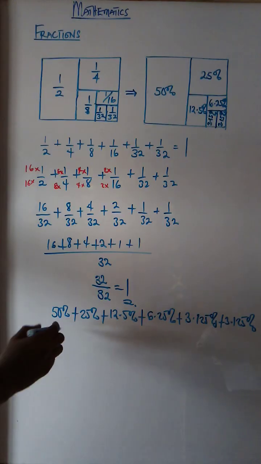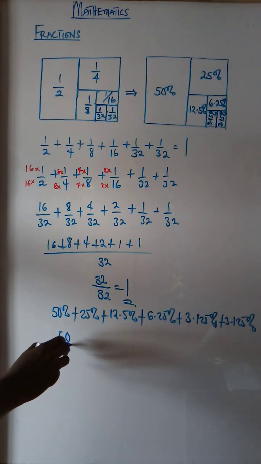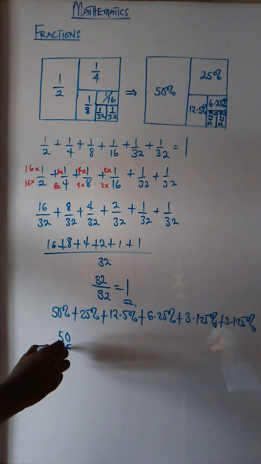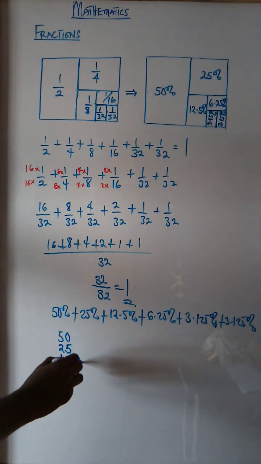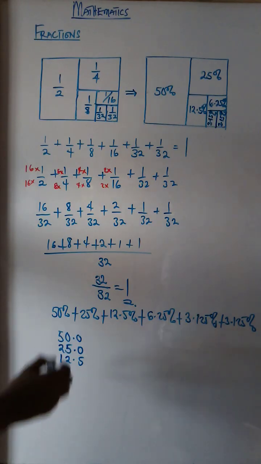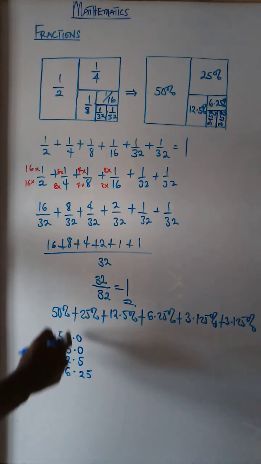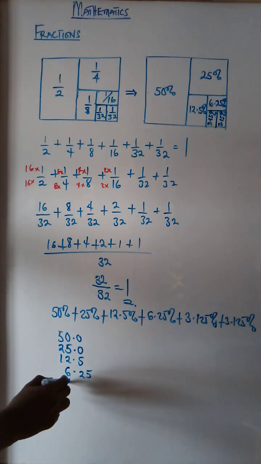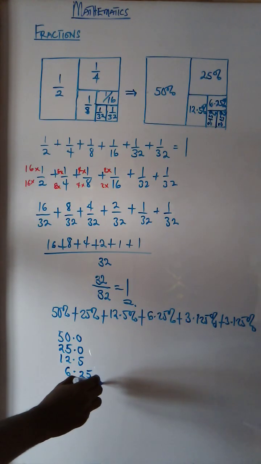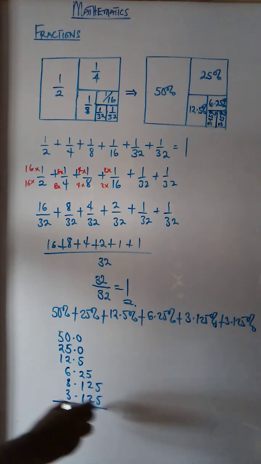So I'll write the biggest number first, 50. Then 25. Then 12.5. This one has no decimal point, so you can put 0.0 on each. Then 6.25. All decimal points must align. Then 3.125, and another 3.125. Let's add everything and see what we're going to get.